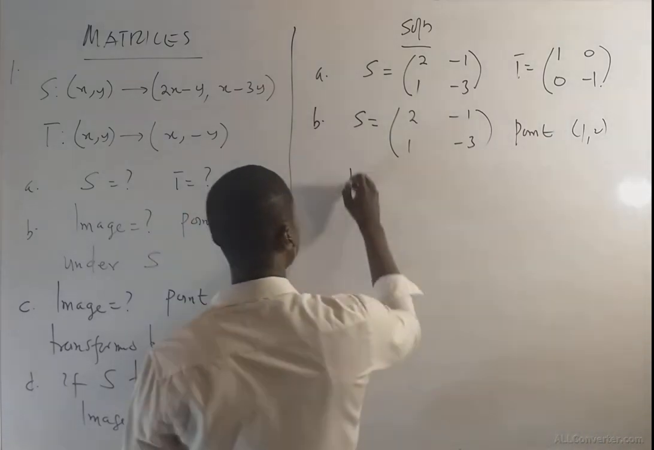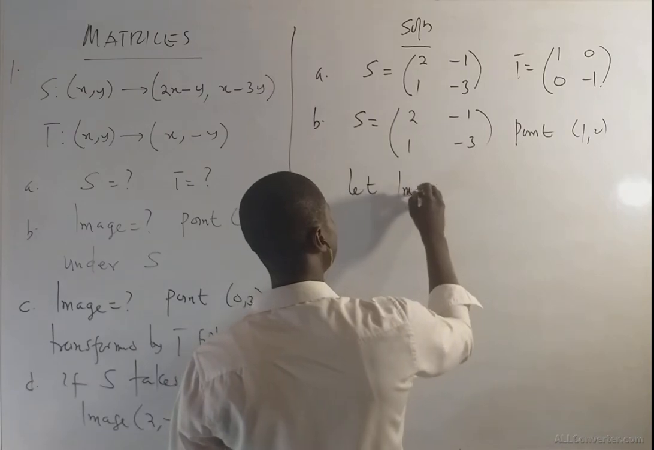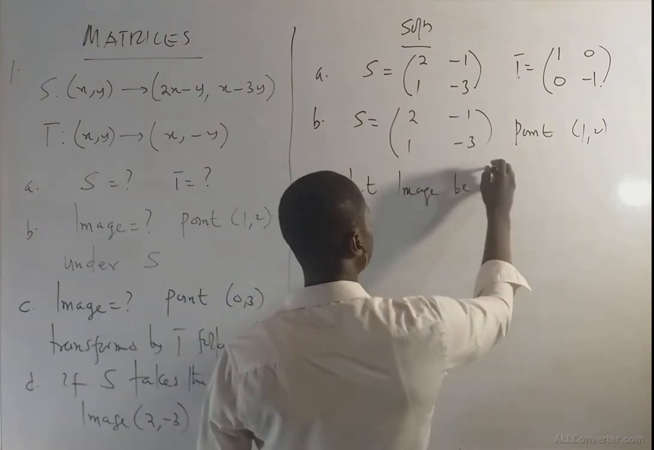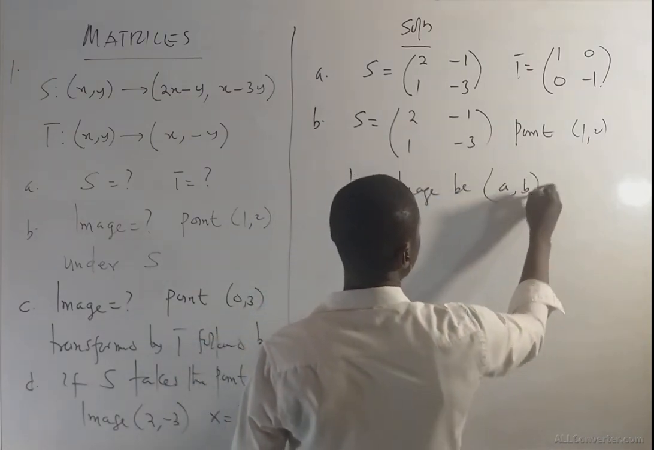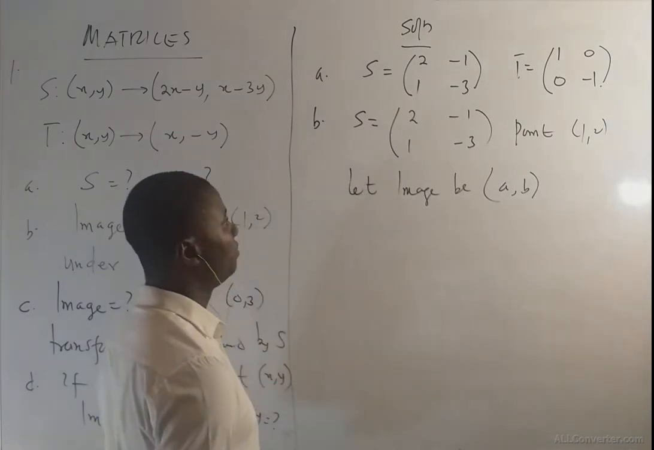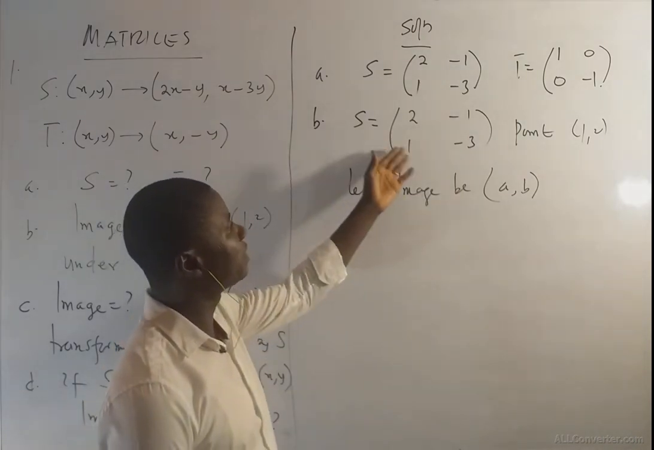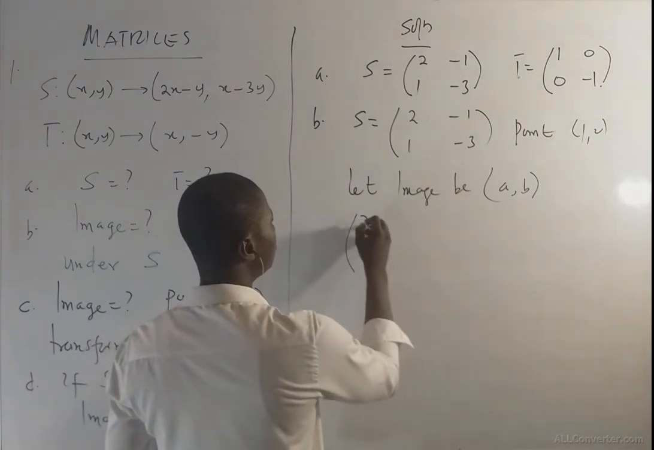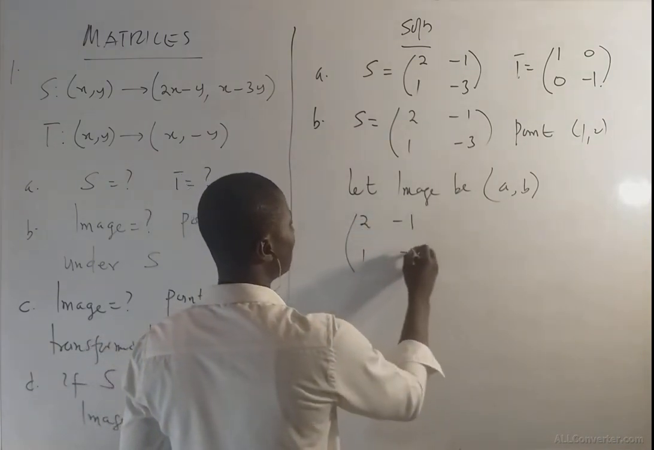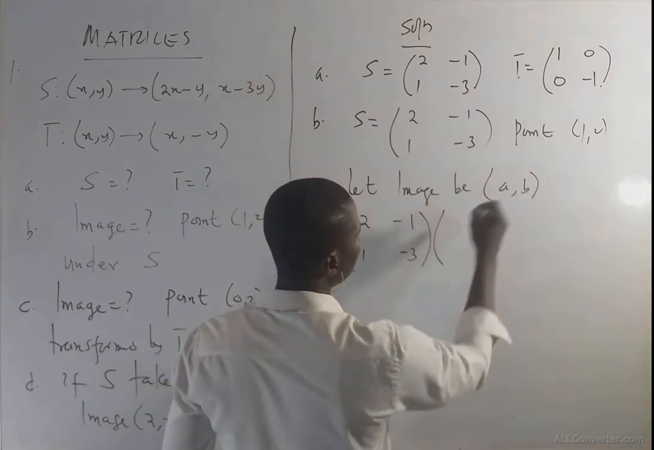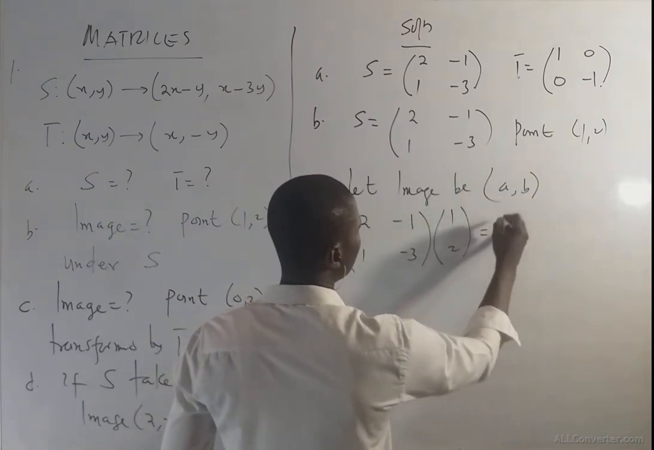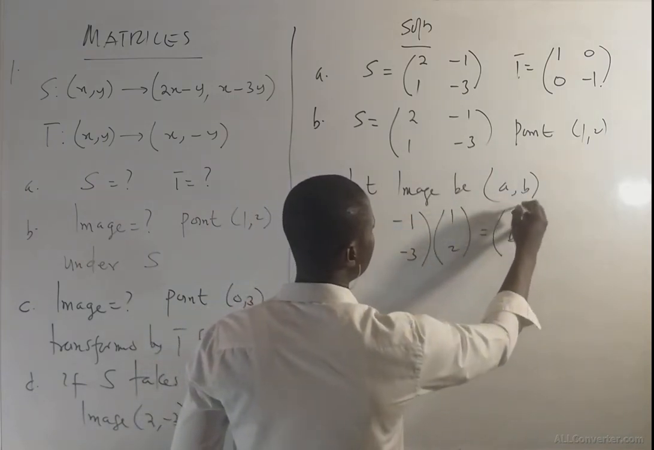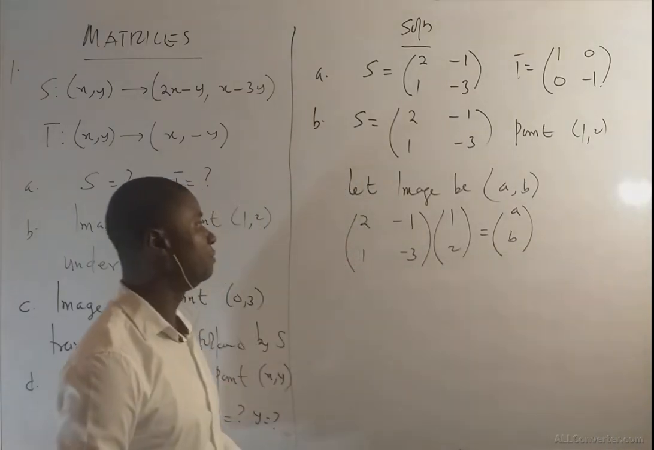So we can say, let the image be AB. Now you know that when you multiply your matrix by the point, you are getting the image. So the matrix now is 2 minus 1, 1 minus 3, and the point has been given to be 1, 2. So we are going to equate it to AB because we said that the image should be AB.